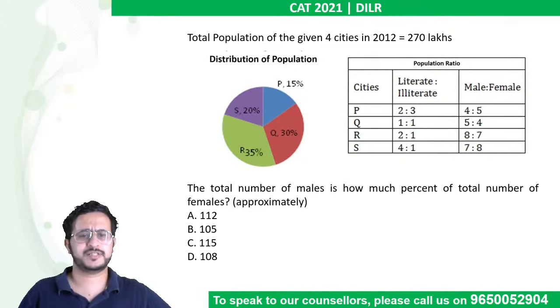Total ratio in all cities 1:1. No. Never add those ratios. Never add those ratios.